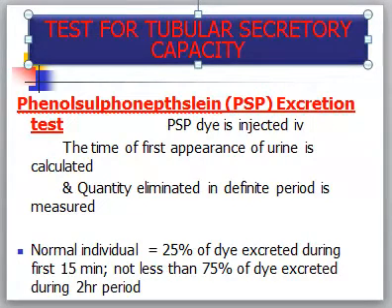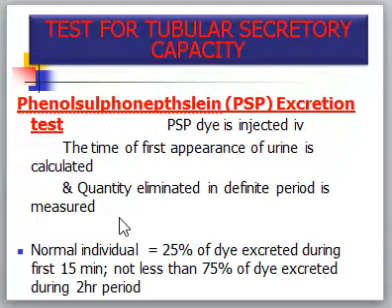And next is the test for tubular secretory capacity. The phenolsulfonphthalein excretion test, the PSP, otherwise called the phenol red test, is used for determination of the secretory capacity of the tubule. The subject is allowed to drink 600 milliliters of water, following which PSP is given intravenously. Then the bladder is emptied after 15 minutes, 30 minutes, 60 minutes, and 120 minutes, and excretion of the phenol red is noted in each sample.